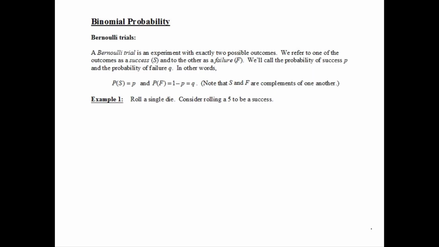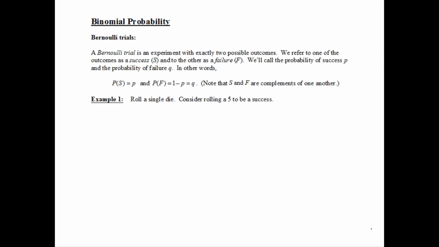Consider binomial probability. We're going to start by discussing what is called a Bernoulli trial. This is an experiment with exactly two possible outcomes, one of which we'll call success and the other we will call failure. The probability of those will be P and Q, P for success and Q for failure. Notice they're complements of each other, and so if we know the probability of success, all we have to do is subtract from 1 to obtain the probability of failure.